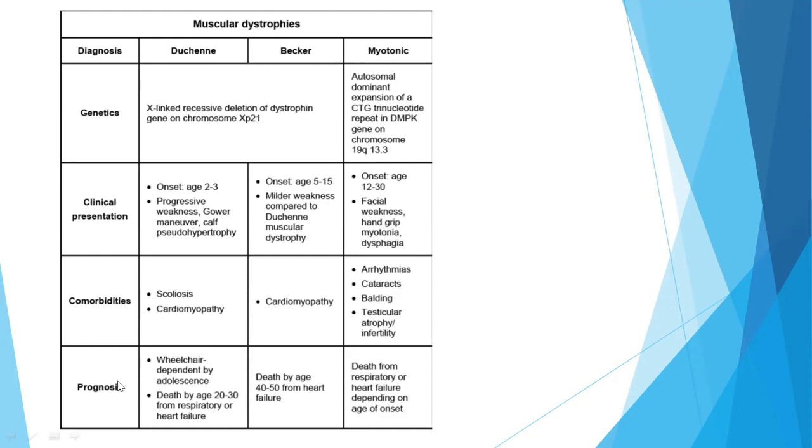Prognosis: Duchenne patients are generally wheelchair bound by adolescence, and death occurs at 20 to 30 years from respiratory or heart failure. Becker: death by age 40 to 50 from heart failure. Myotonic: death from respiratory failure or heart failure, depending on the age of onset.